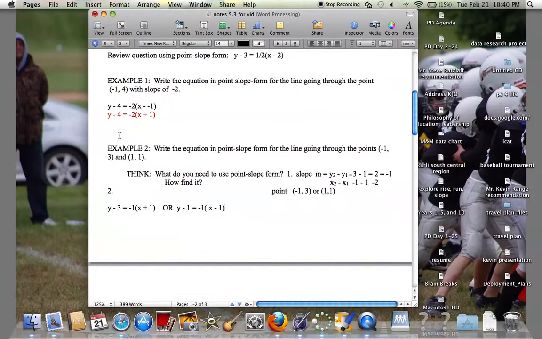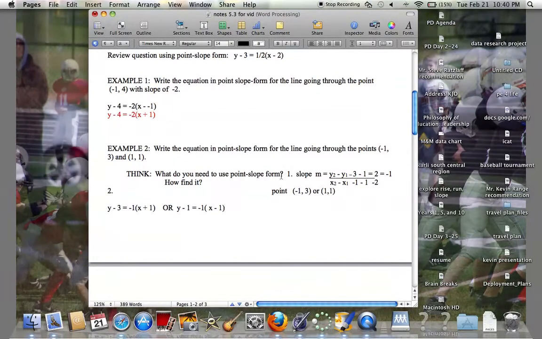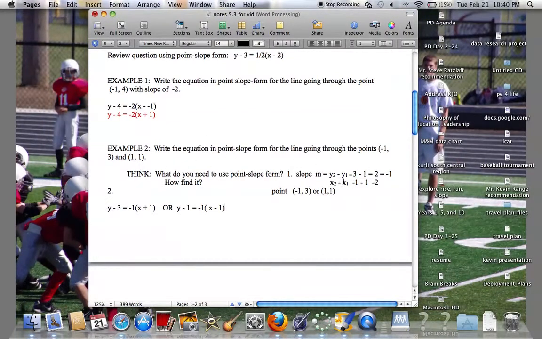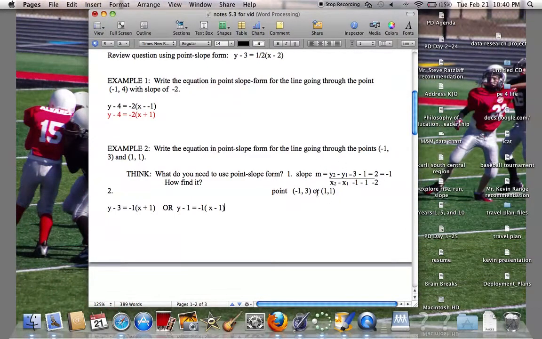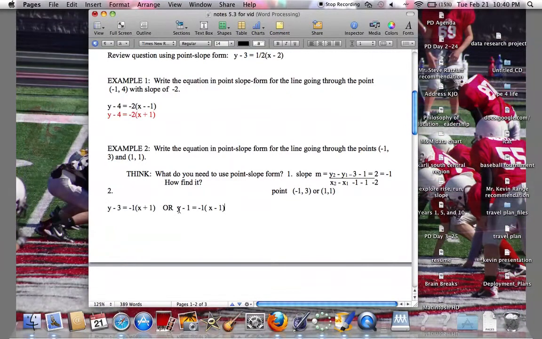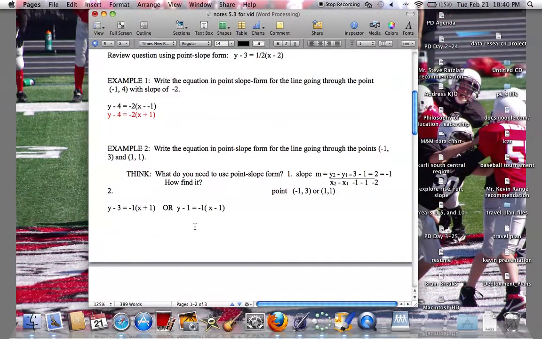And so again, the only change in this procedure is that number 1, you actually have to calculate the slope using your formula. And the second thing is that you have to pick which point you use. So not everyone will have the same equation for point slope form. When we go to standard form, you'll see that these will both rearrange to the exact same standard form.